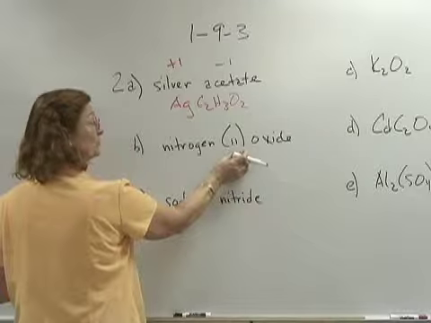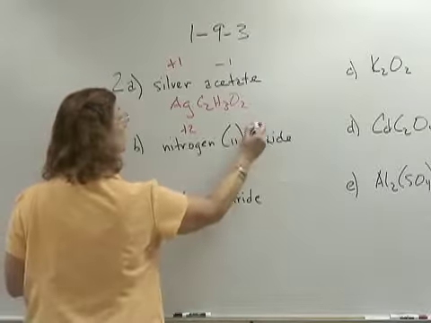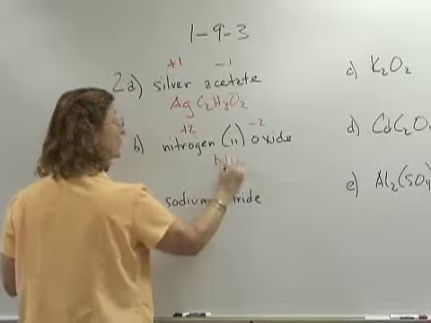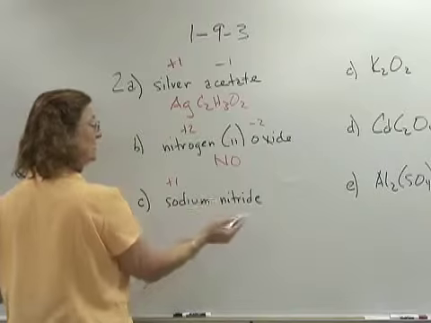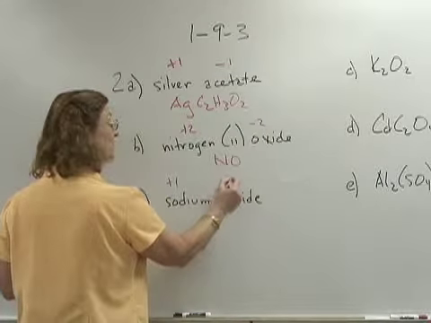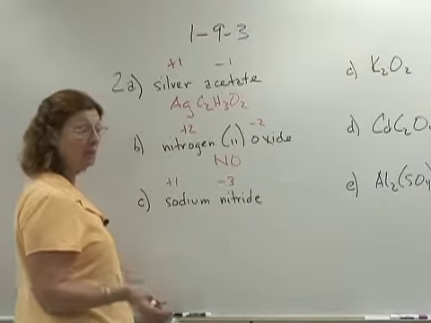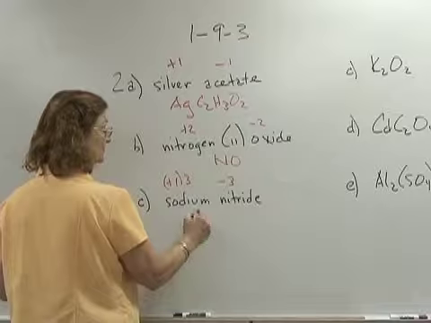Nitrogen has a Roman numeral 2 here, so that means +2 is its charge. Oxygen is normally -2, so it's just NO. Sodium is +1. Nitride is a binary compound of nitrogen with a -3 charge. The common multiple between 1 and 3 is 3, so I need 3 sodiums.